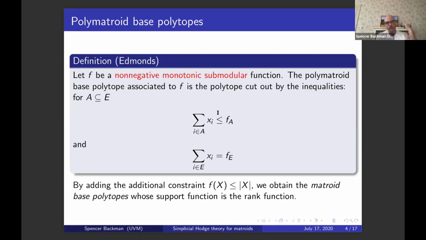If we add this one extra constraint that f of X is at most the cardinality of X, then we get what are called the matroid base polytopes. So that's where the poly prefix in polymatroid comes from, is that we don't insist that this function f of X is bounded from above by the cardinality of X. Okay, that took 4 minutes to say.